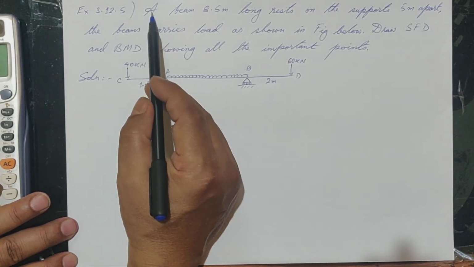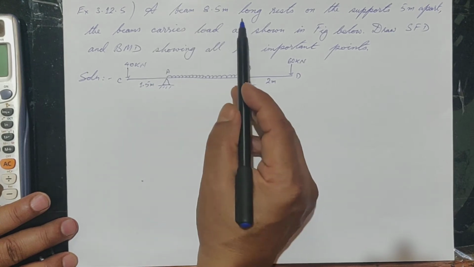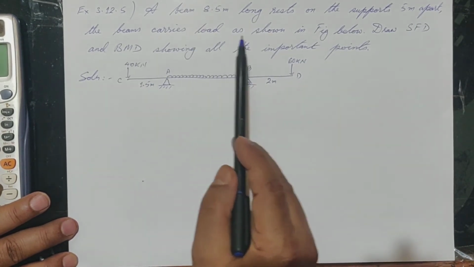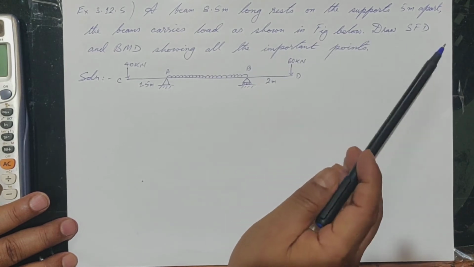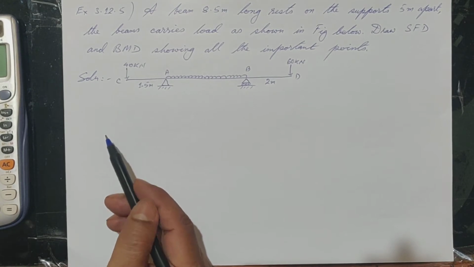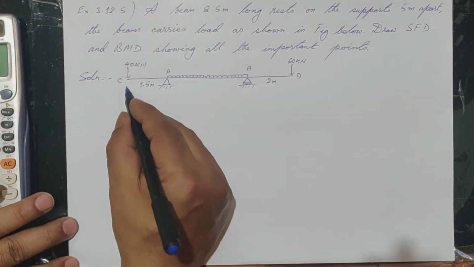Now a beam of 8.5 meter long rests on supports 5 meters apart, and the beam carries a load as shown in the figure. We are supposed to draw the SFD and BMD. Now first of all, we will convert this into point load.